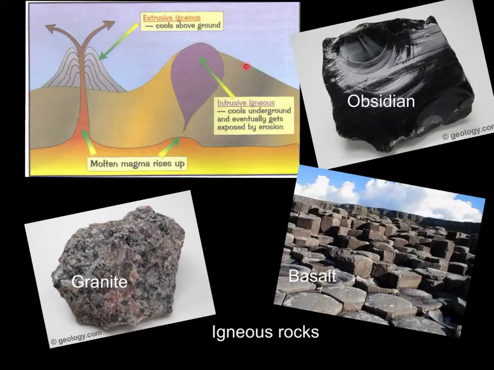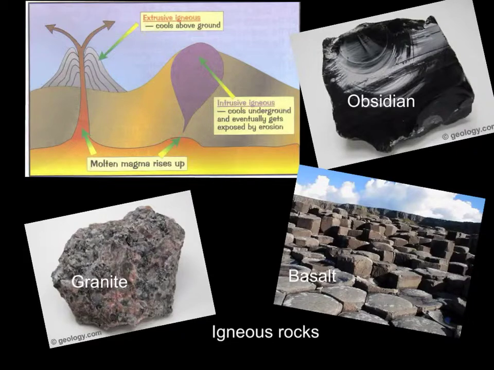Over time, the rock above this will have been weathered away, and eventually this blob of intrusive igneous rock is exposed to the air. Now the other type are called extrusive, and these are the ones we see a lot more of because they actually emerge from the ground, and we often see these as volcanic activity. So these extrusive igneous rocks cool when they get out of the Earth's crust, and they cool above ground level. And we've got some examples of different igneous rocks here.